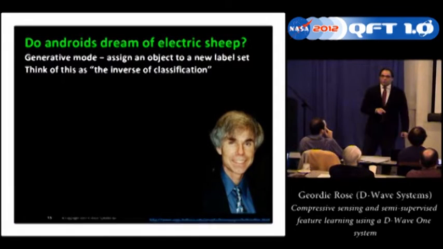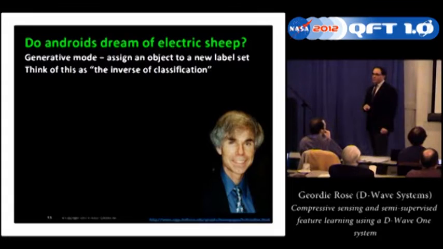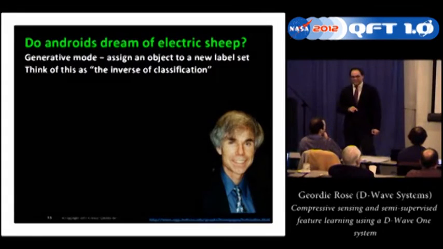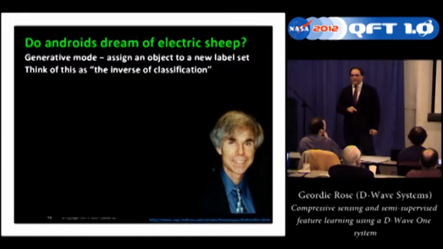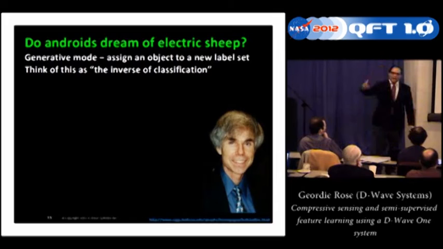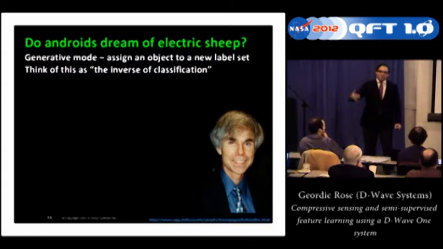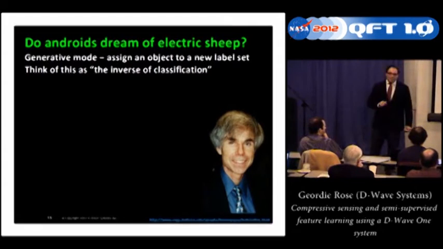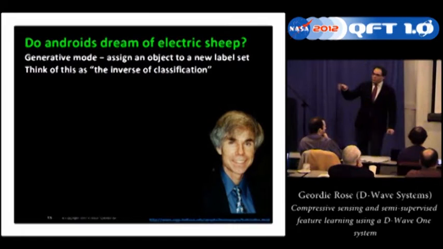So instead of giving it an image and asking it for a label, give it a label and ask it for an image. Okay? So think about that for a second. Instead of giving you all of the pixel data and asking you to fill in the labels, I'm going to give you the labels and ask you to fill in the pixel data. I have a demo of this on my laptop. I can show you this later.